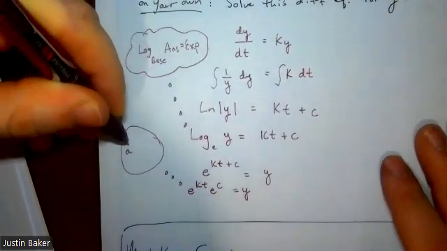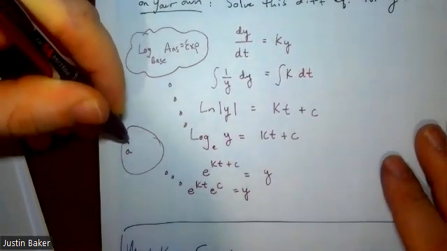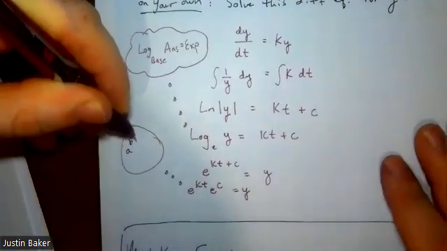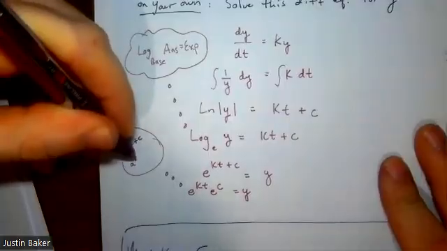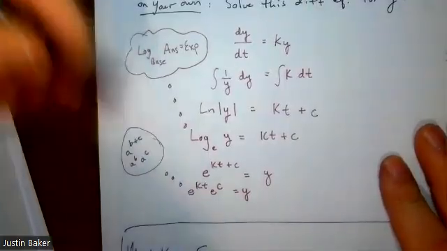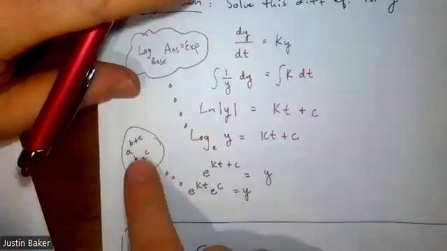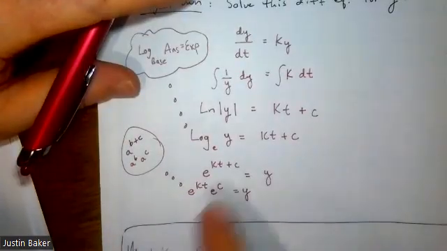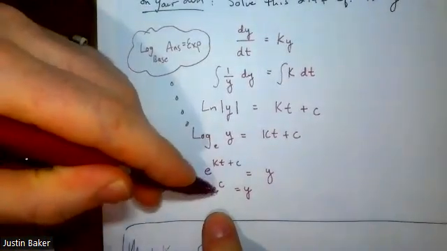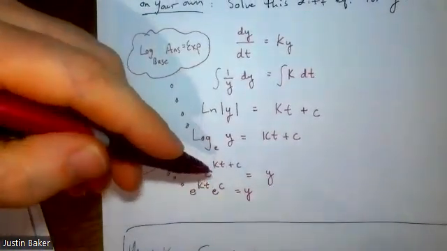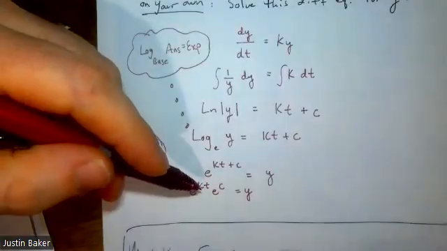If you have a to the b plus c, that's the same thing as a to the b times a to the c, because when these are side by side, we just add these up, right? So same deal here. That's just a different way of writing this. All right, now e to the c, this whole thing is really just a constant.